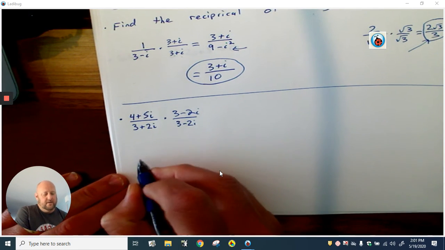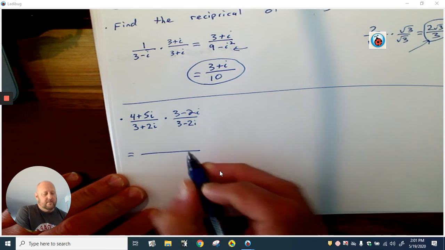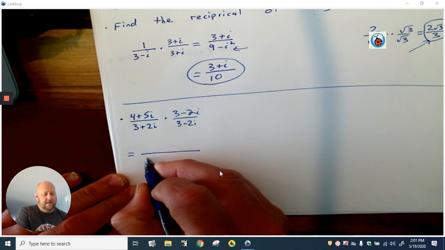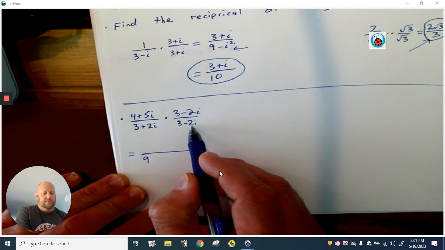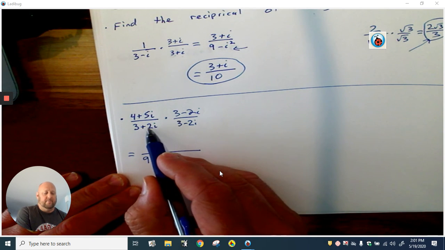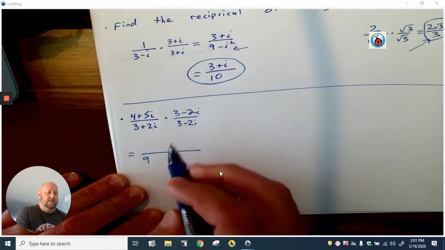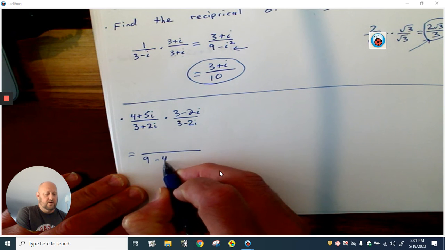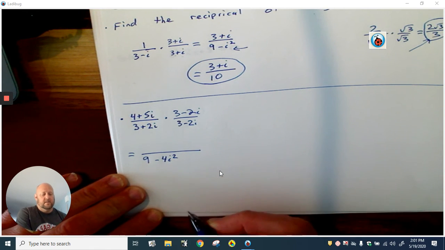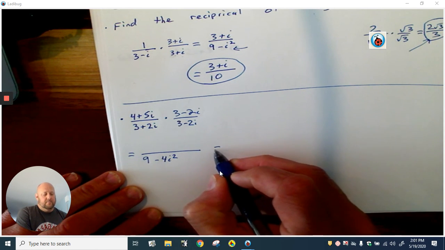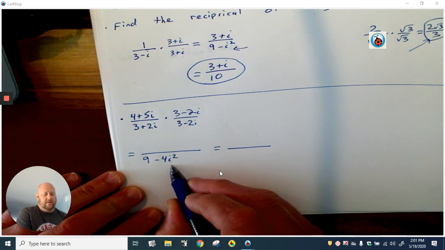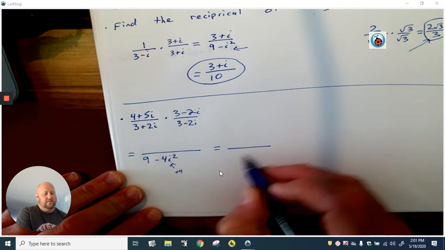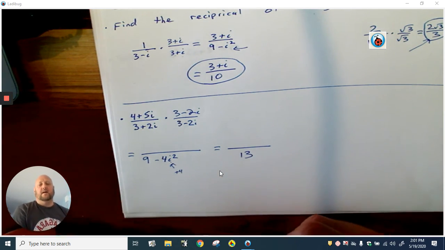The denominator, we're going to get 3 times 3 is 9. 3 times negative 2i is negative 6i. Then you'll have a positive 6i, and then you'll have a negative 4i squared, which will again simplify to, that's the same thing as positive 4. So we get 13 in our denominator.